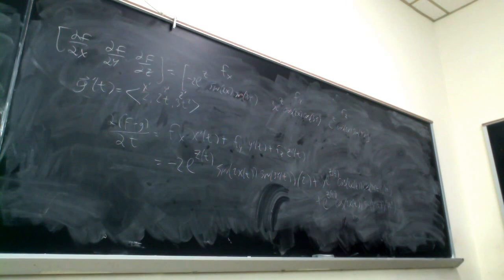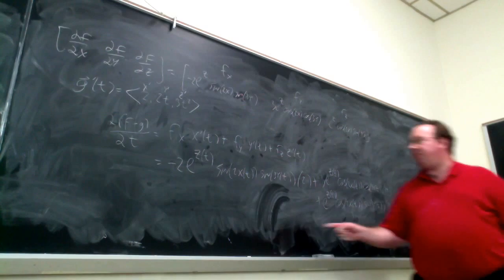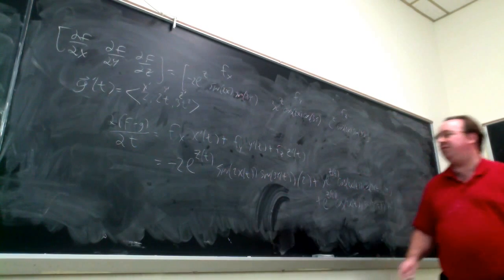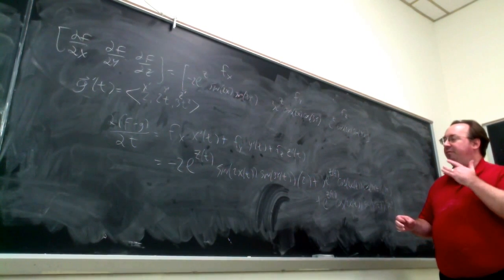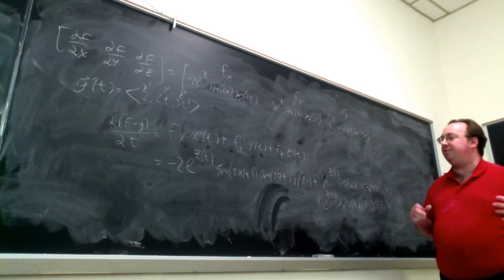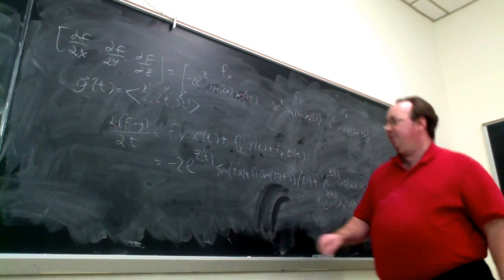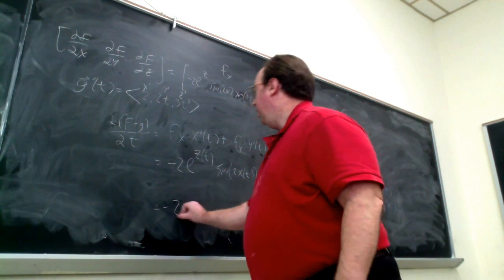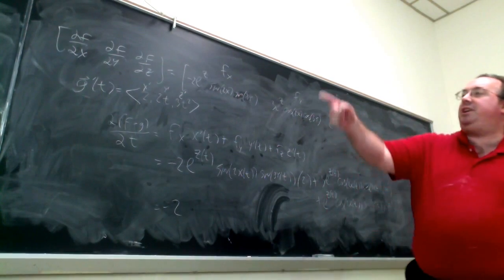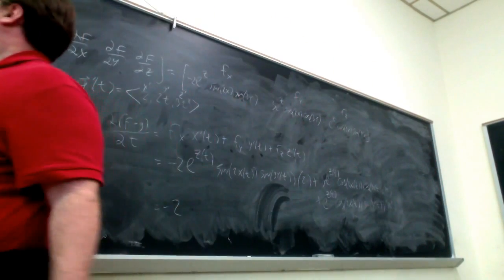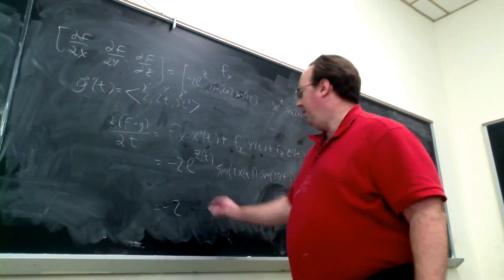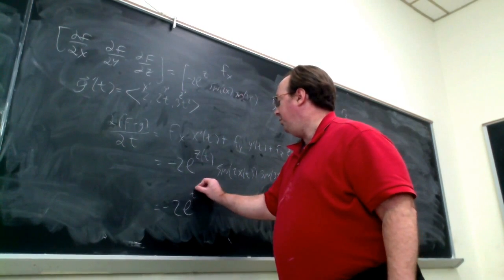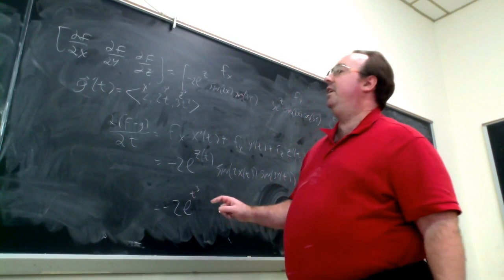Now, the last thing to do is I wrote in placeholders, x of t, y of t, z of t, just so you can see where everything comes from. But now we need to fill in what those are. So wherever I see z of t, that's going to be t cubed.